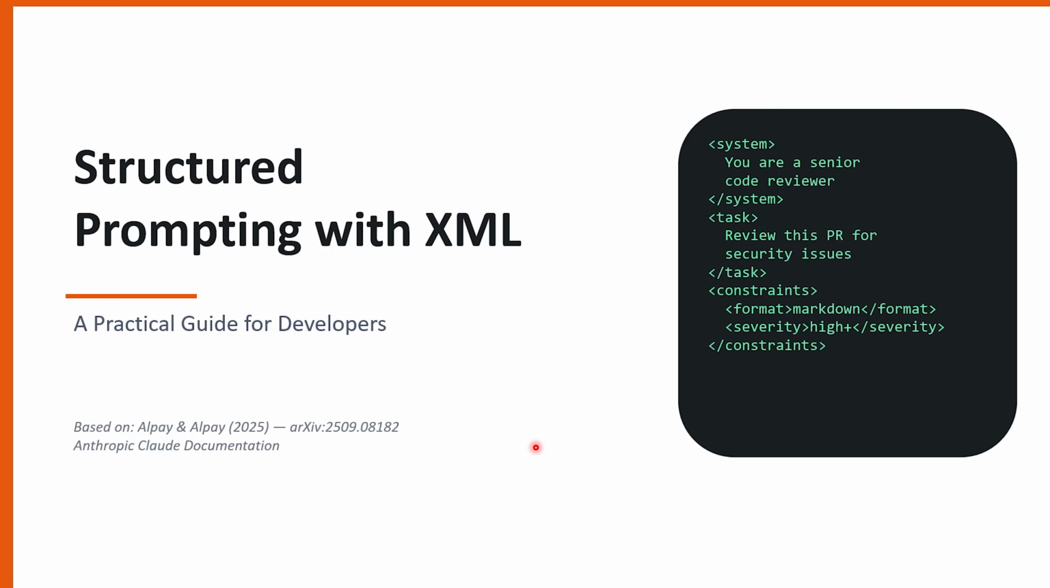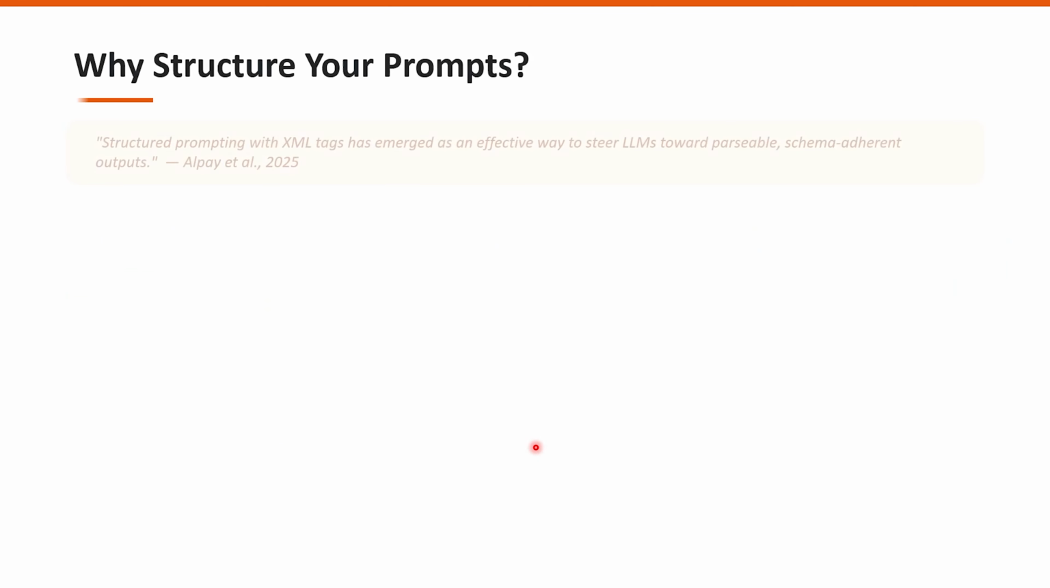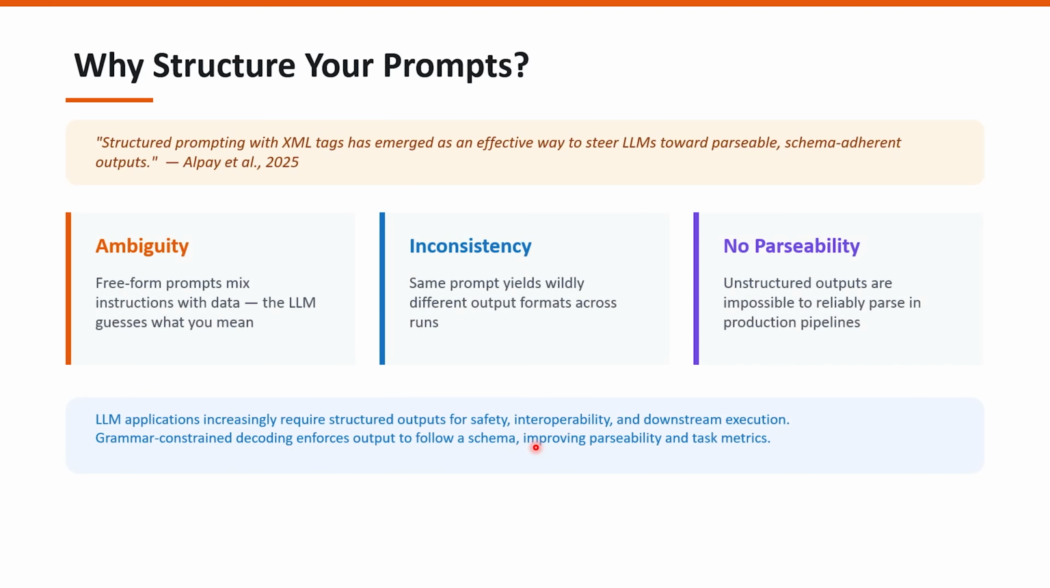So first question, why should we even bother structuring our prompts? See, when you write a normal free-form prompt, there is a lot of ambiguity. The AI has to guess which part is the instruction, which part is the data, which part is the constraint, and many times it guesses wrong. The research paper says it very clearly. Structured prompting with XML tags has emerged as an effective way to steer LLMs toward parsable, schema-adherent outputs.